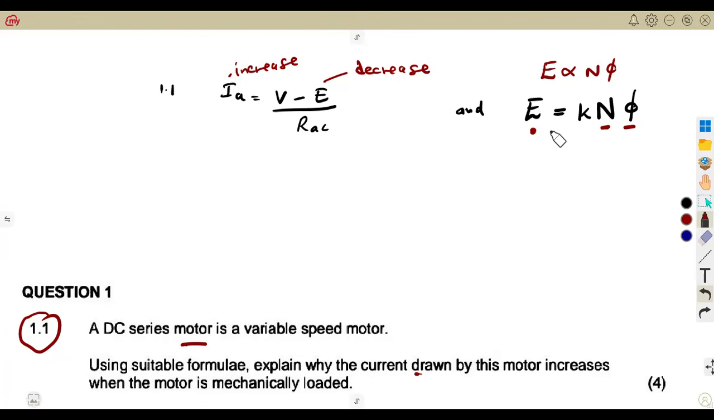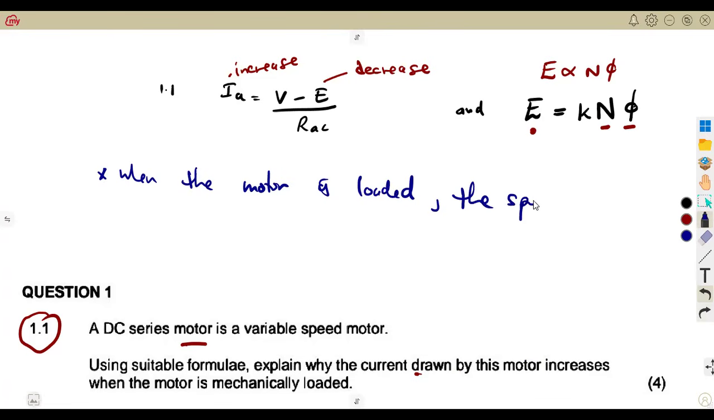E must reduce. But what causes E to decrease? It is the speed, because they are proportional. So the speed has to reduce. So this is what you can say: when the motor is loaded, the speed, which is our speed N, decreases. Remember the concept. It decreases.